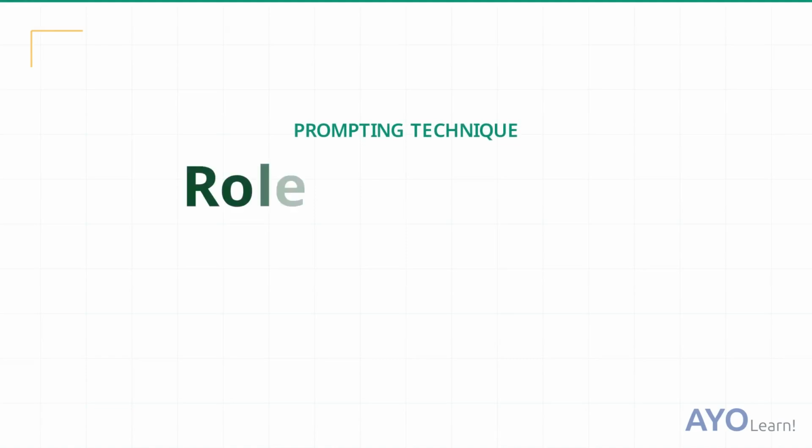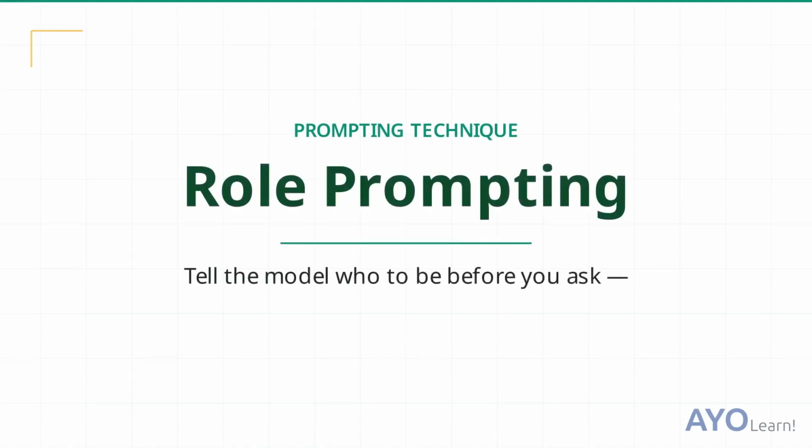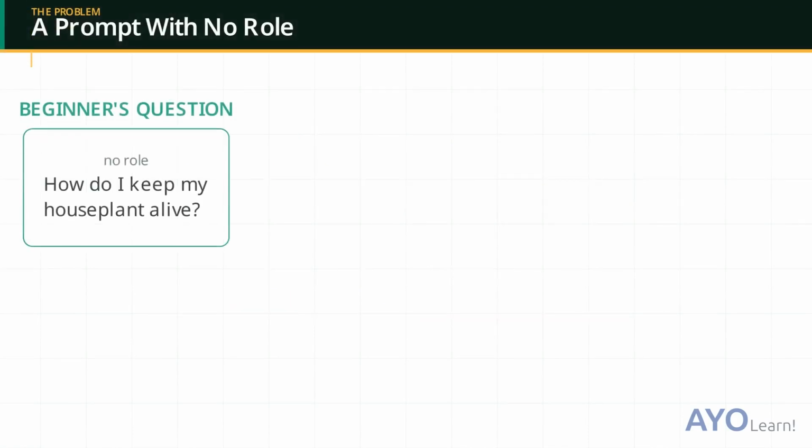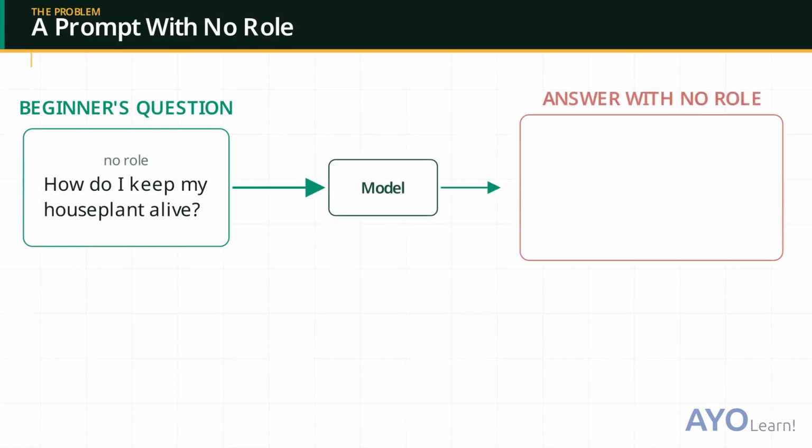Role prompting. Tell the model who to be before you ask, and it will shape its entire answer, from tone to how it explains things, to fit that role. Let's see how. Imagine a first-time plant owner asks, "How do I keep my houseplant alive?"